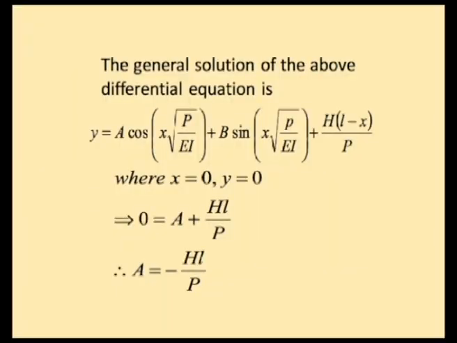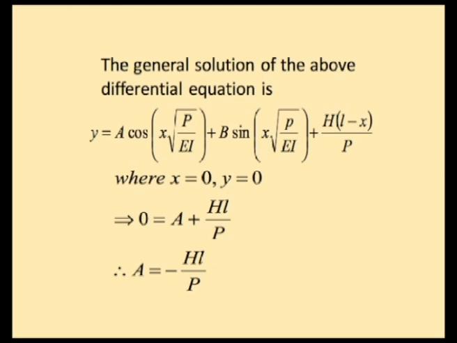So, when x equal to 0, y equal to 0, that is at the fixed point we have deflection as 0. So, substituting that we get 0 equal to a plus h L by p, therefore, a equal to minus h L by p. And then to substitute the other condition at the fixed end, the slope is also 0, slope in the sense dy by dx. So, before substituting the boundary condition, we should have in hand the value of dy by dx. So, dy by dx can be evaluated by differentiating that.